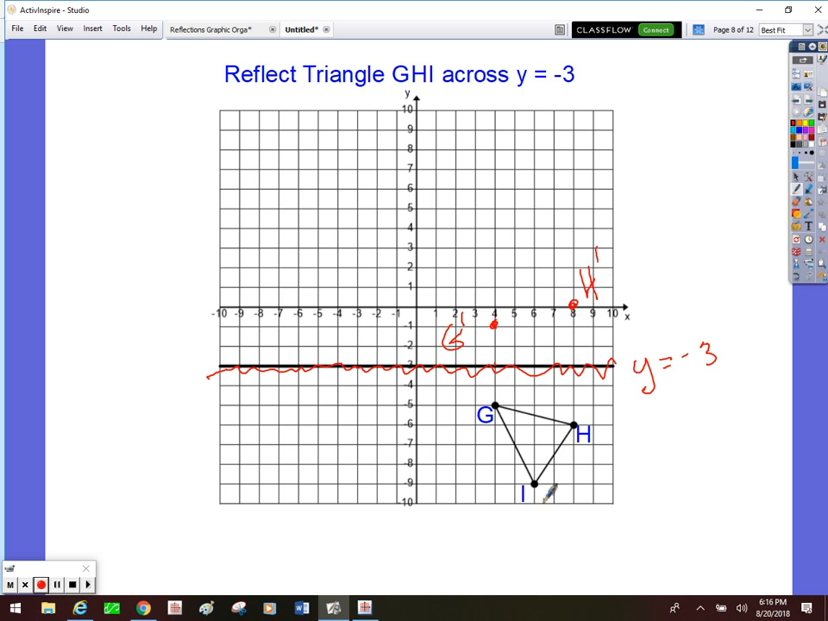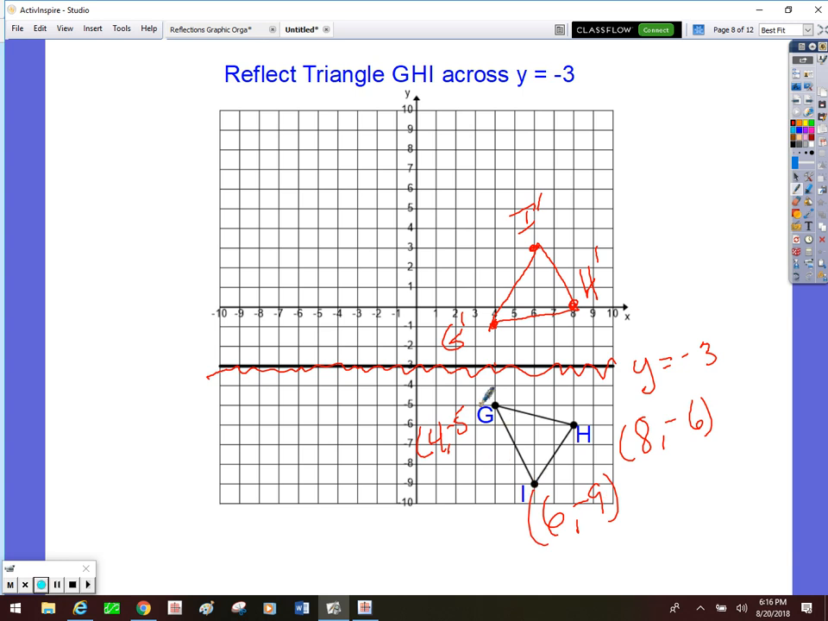There is H prime. And then 1, 2, 3, 4, 5, 6. There is I prime. Okay, and let's just write these coordinates down real quick so you can see what I was talking about. Well, if I do G, here's my point of origin, so I go over 4, down 5, so that's 4, -5. This is 8, -6, oh, not -8. This is 8, -6, and I is 6, -9. Okay, those are my coordinates.